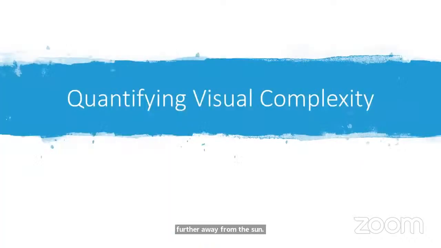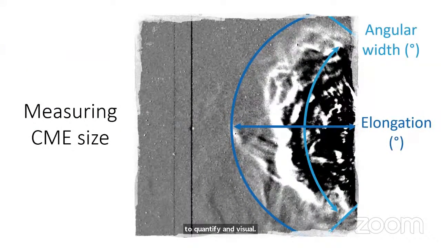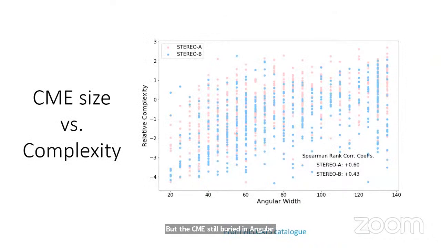Next, we looked at quantifying visual complexity. CME size in heliospheric imagery is described in terms of angular width and degrees elongation. All the images in the project were chosen so the CMEs had reached a similar elongation, but the CMEs still varied in angular width. As it turns out, CME width is correlated with visual complexity.